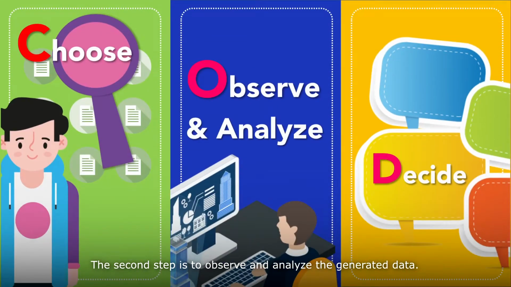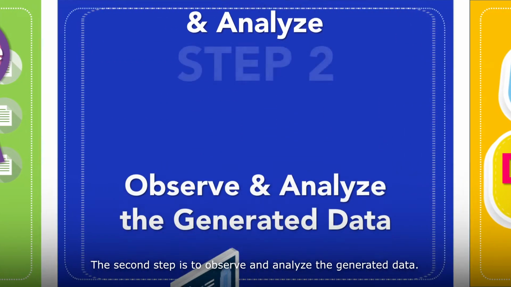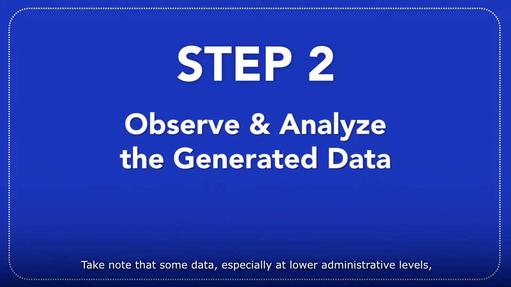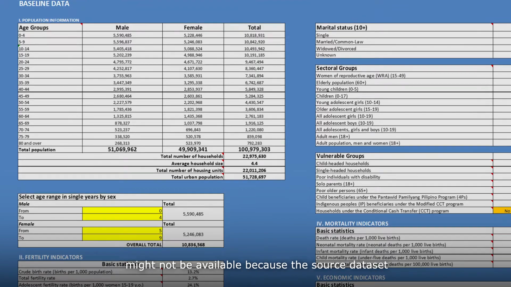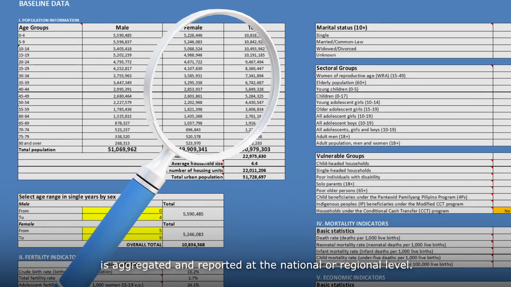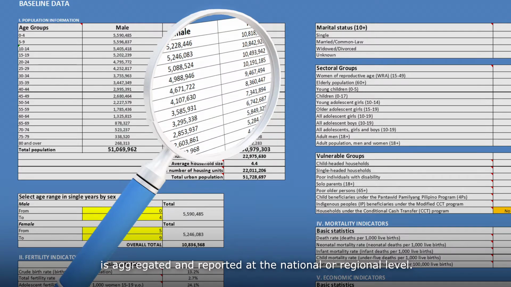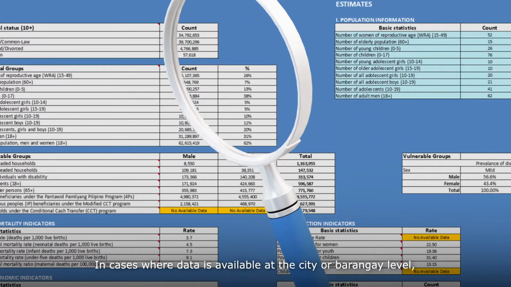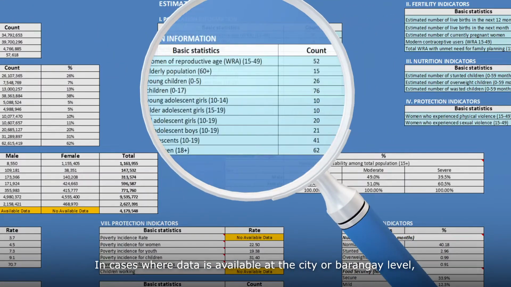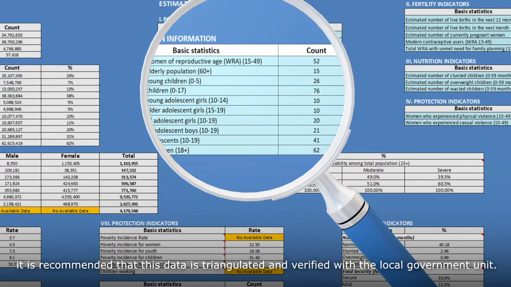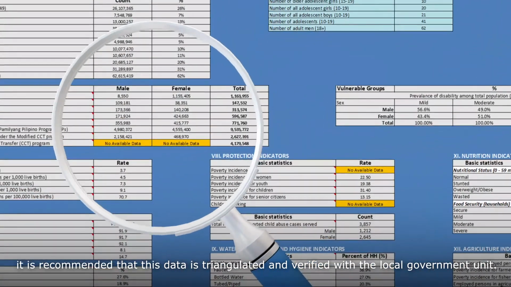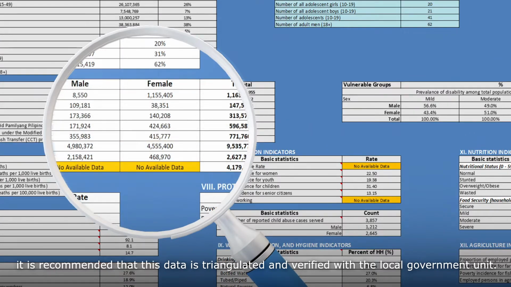The second step is to observe and analyze the generated data. Take note that some data, especially at lower administrative levels, might not be available because the source dataset is aggregated and reported at the national or regional level. In cases where data is available at the city or barangay level, it's recommended that this data is triangulated and verified with the local government unit.